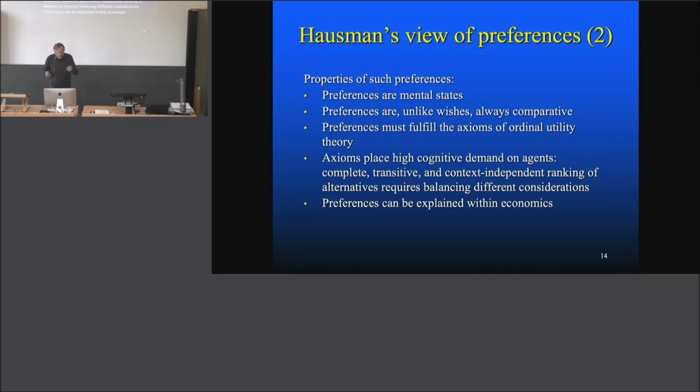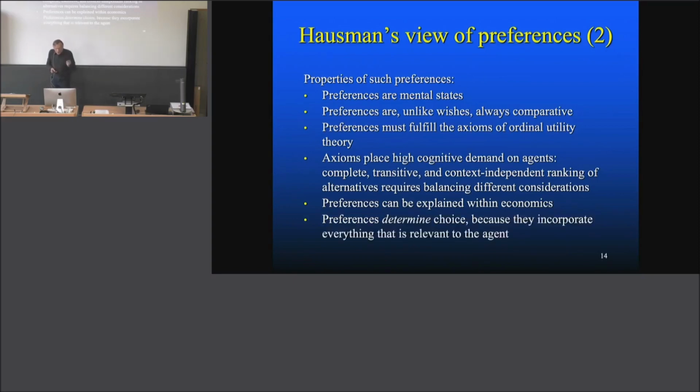All right. So, and preferences can be explained within economics. So it's not that the explanation and the causes of preferences are pushed into psychology. No, Hausman says, the explanation of preferences is also a part of economics. And I'm going to show you how he thinks that is a part of economics, and that's within this framework quite plausible. And the preferences determine choice. Why? Because they incorporate everything that is relevant to the agent. That's the basic idea. That is something that in revealed preference theory is also there, mostly not explicitly articulated, but it's implicit there. Preferences determine choice, so everything is in there.